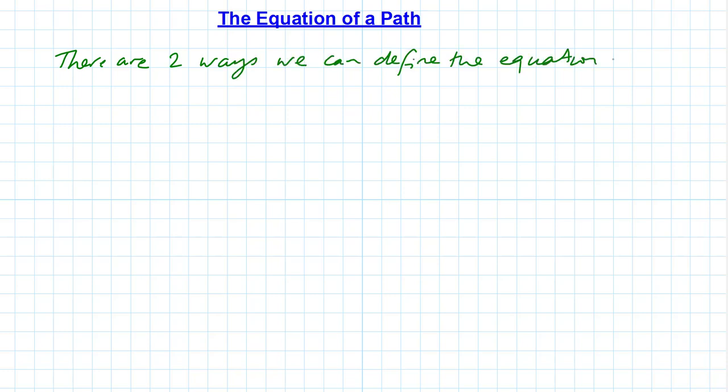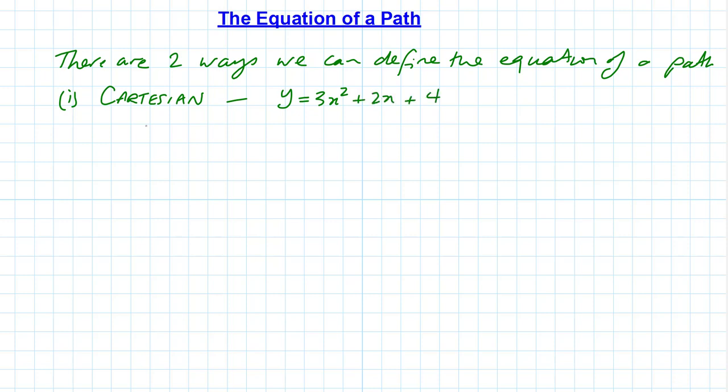So in this video we're going to take a look at the equation of a path. Now there are two types of equation which you can have. You have a Cartesian equation, which is our traditional y equals mx plus c, so you've got the equation in terms of y and x. And you have a parametric equation. Now it's slightly different, this one.